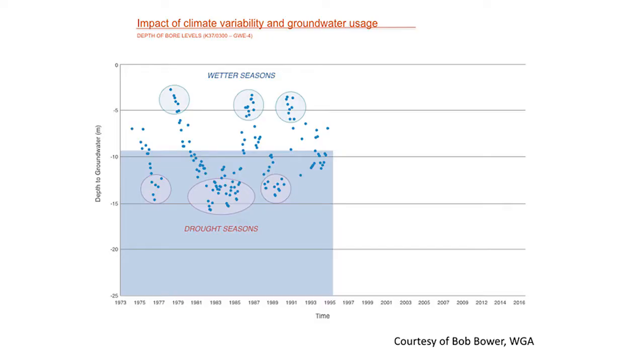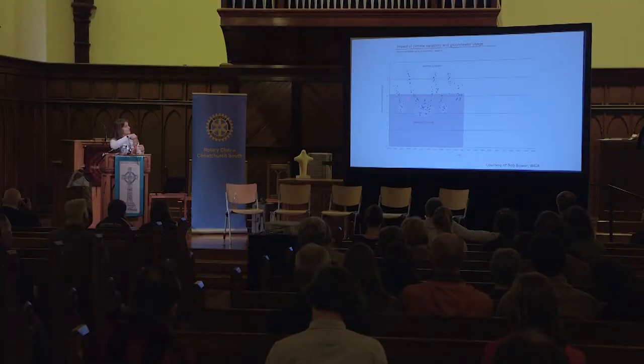I've got a slide here from a colleague of ours, Bob Bower from WGA, and this is data from the Hinds, a little bit further south, but I think it shows this combination effect quite nicely. Here we've got depth to groundwater over time, and we can see the climate-driven variability and the difference in groundwater levels between the wetter seasons and the drier seasons.